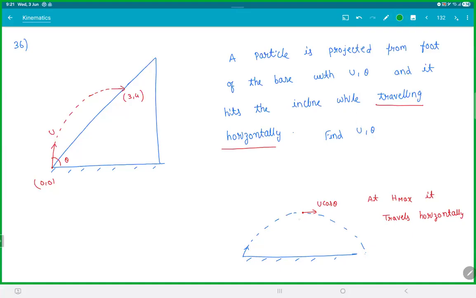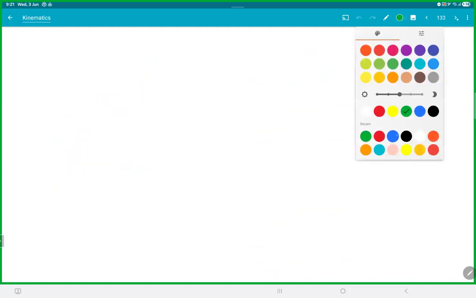So indirectly, he is telling you this is 3, that is your height. Sorry, this is 4, and this is 3 meters, which is half of the range, isn't it? H max and the range: R by 2 is 3, and H max is 4. Then you're done. Substitute there.